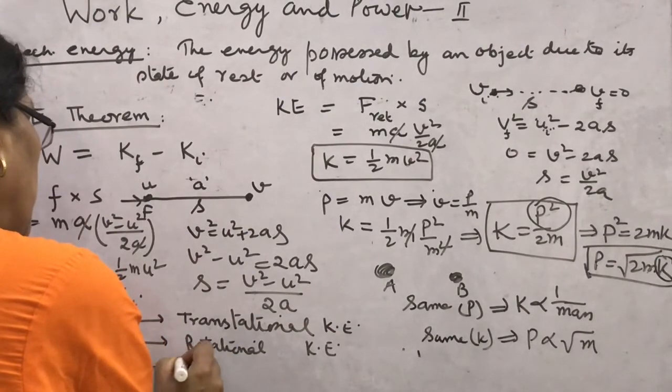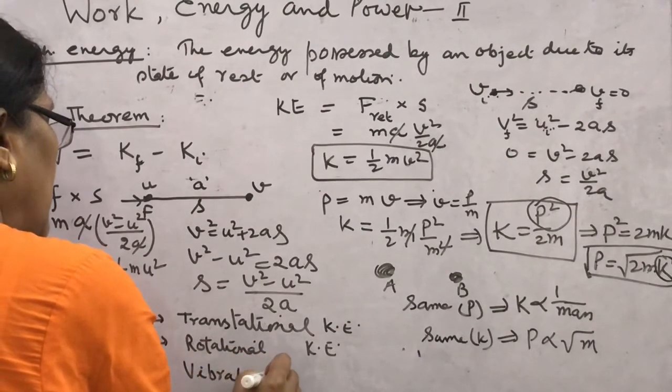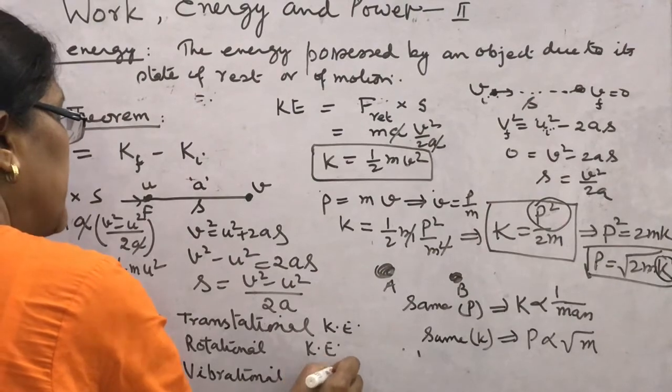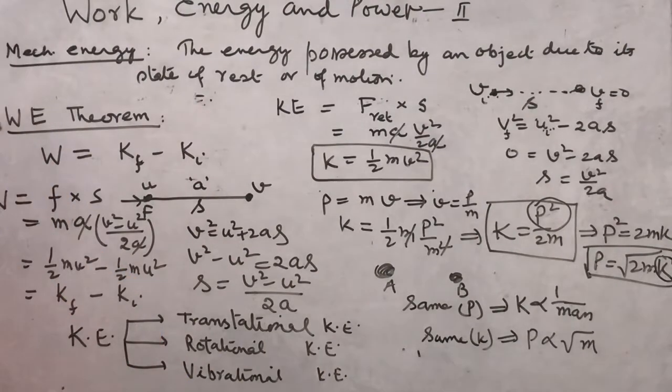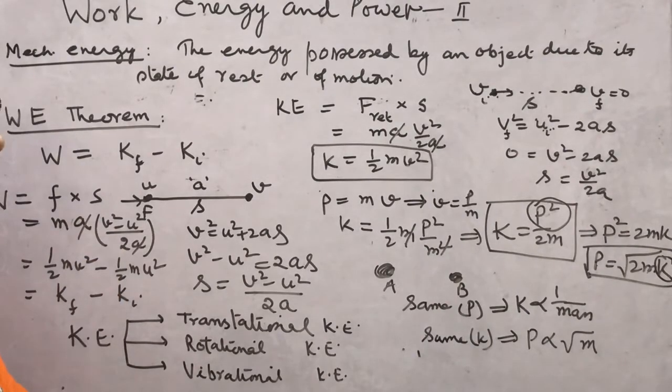Next is vibrational kinetic energy. Do you know what vibrational motion is? It is to and fro motion about the mean position. So gaseous molecules or polyatomic molecules have rotational and vibrational kinetic energy both.